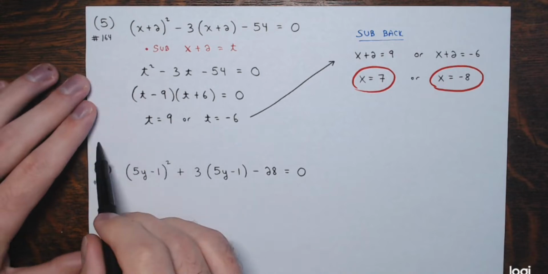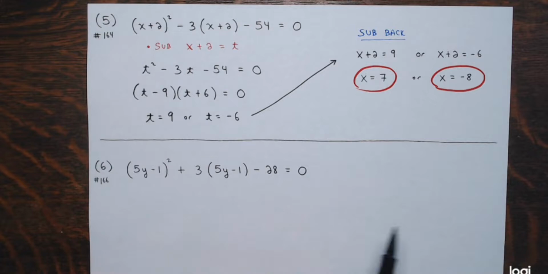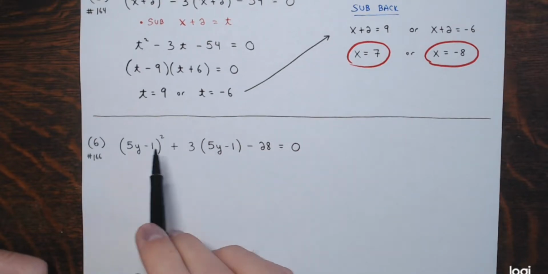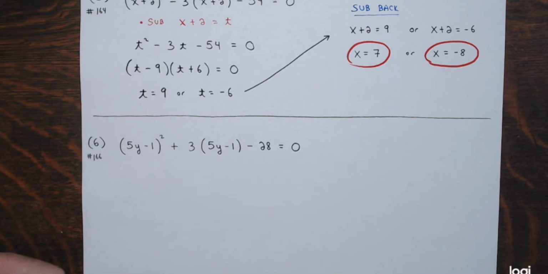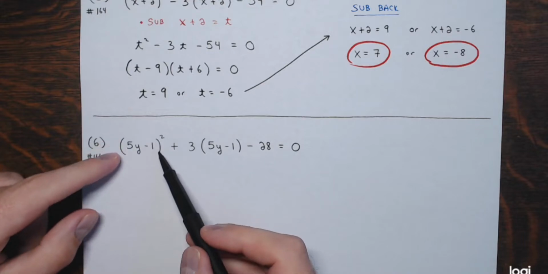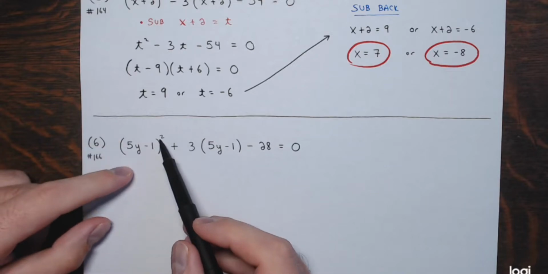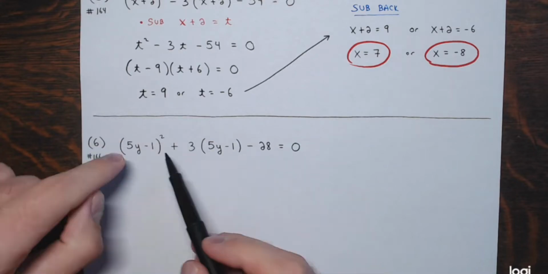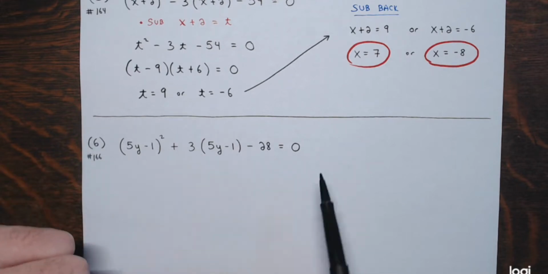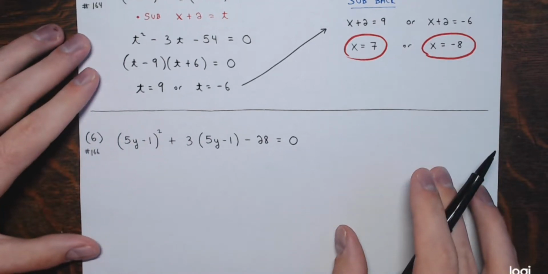Alright, next question, very similar. It's already set up the way that I want, where everything's on one side, 0 on the other. Got 3 terms, added up to be equal to 0. And the first term here has some expression squared, this (5y - 1), squared. The next term has that same expression to the first power. And then you have a constant, so it's in quadratic form. Hopefully it's easy to recognize.